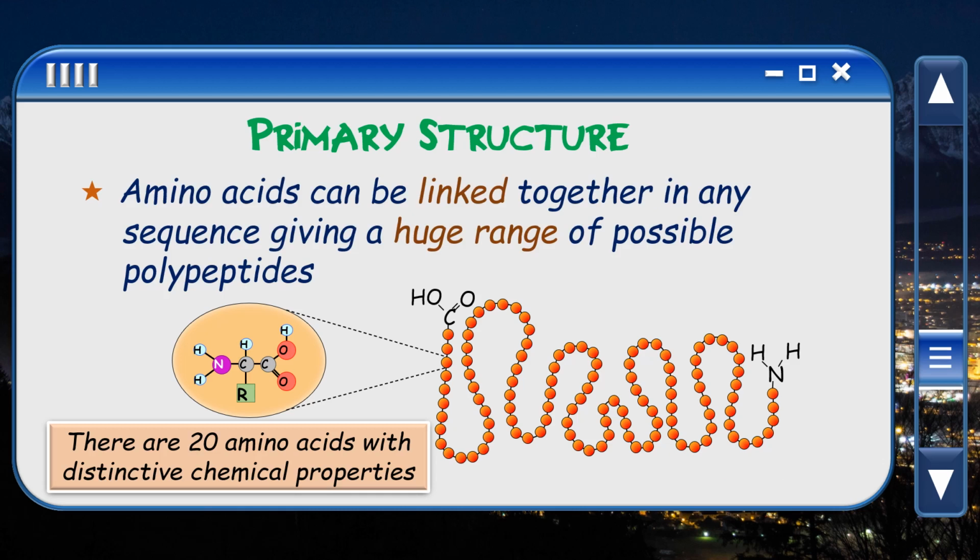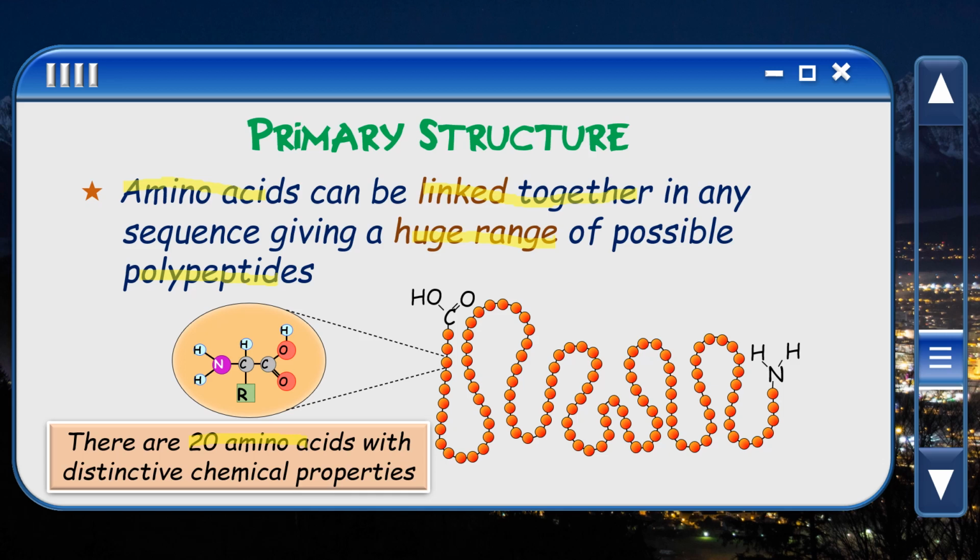The amino acids can be linked together in a sequence giving a huge range of possible polypeptides. So we are saying the amino acids can be linked together in any sequence, giving a huge possibility of polypeptides. Now, there are 20 amino acids with distinctive chemical properties.